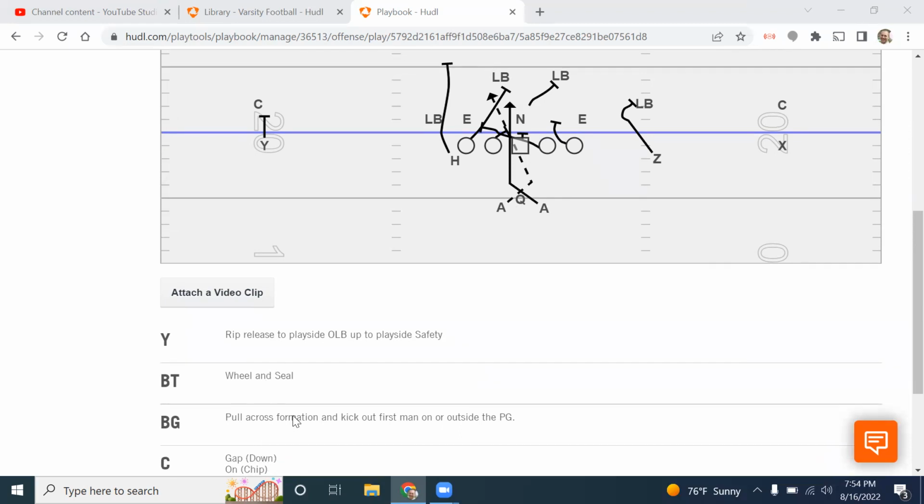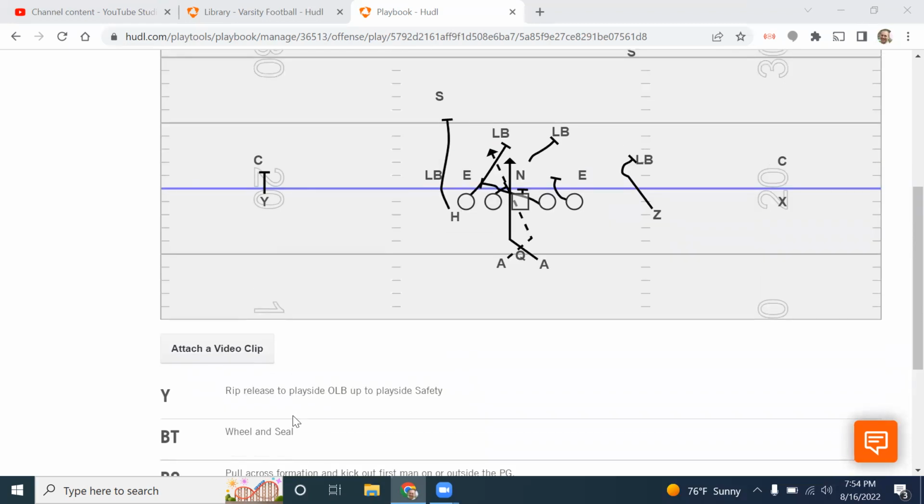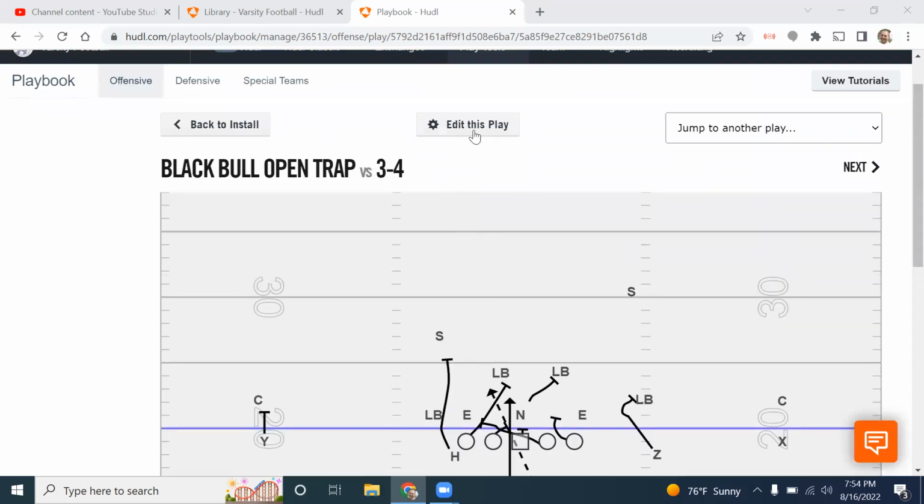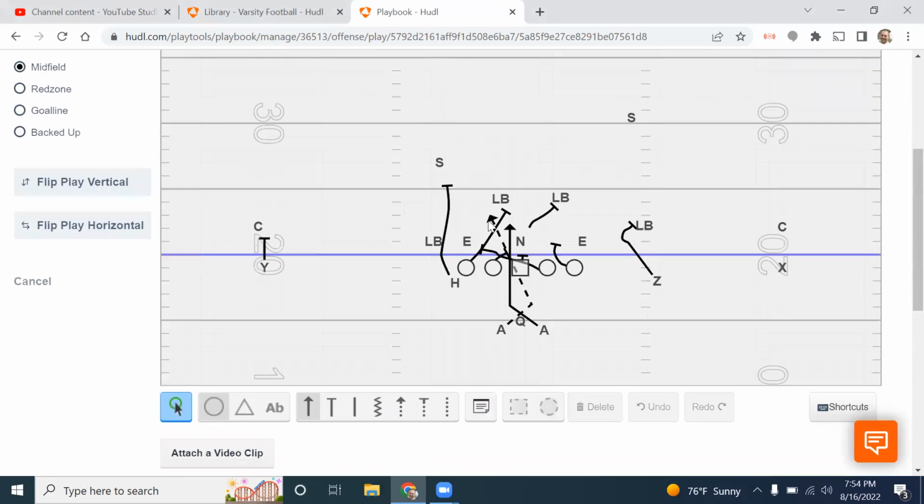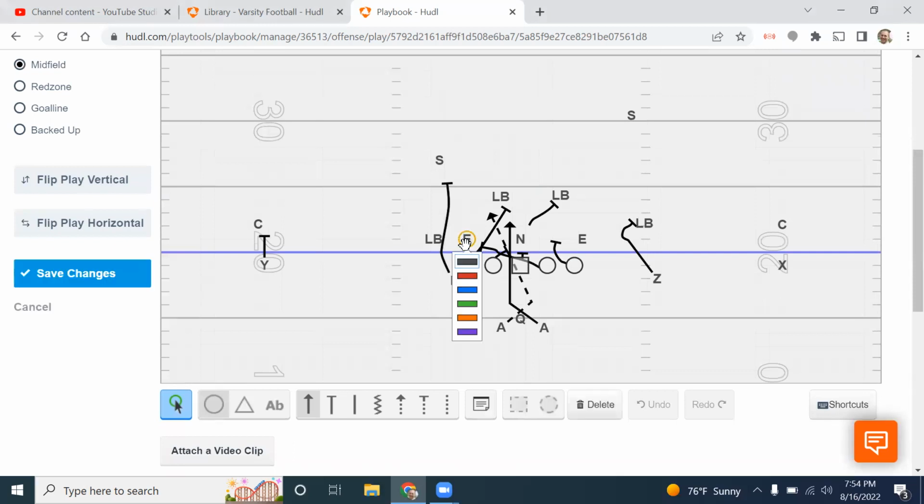Backside guard on trap, this is our rule: you kick out the first person on or outside the guard. So if there was a play side 2 technique, let's take this end, who's on the play side. If he was a play side 2 technique, you would trap him.